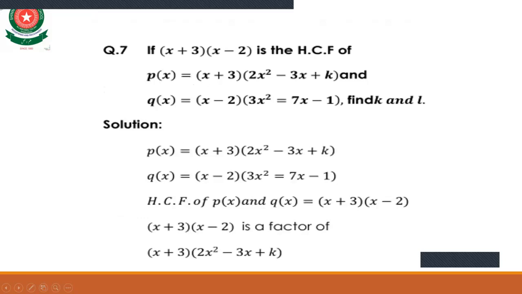Our next question is question number 7. Question number 7: x plus 3 into x minus 2 is the HCF of p of x and q of x. Find k and l. So the HCF of p of x and q of x is x plus 3 and x minus 2. This means if we divide this expression by x plus 3 or x minus 2, the remainder will be 0, because that is the factor.